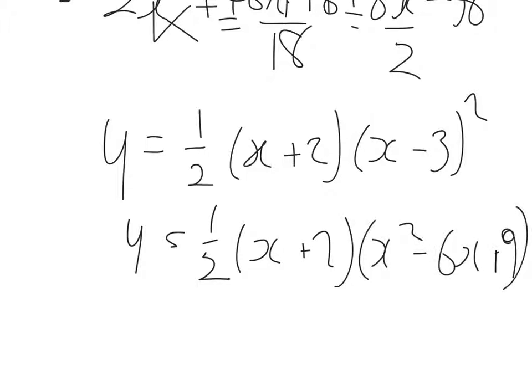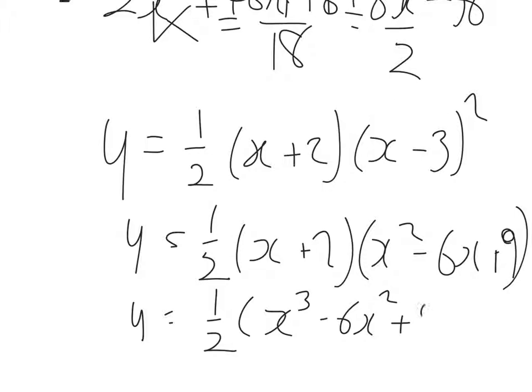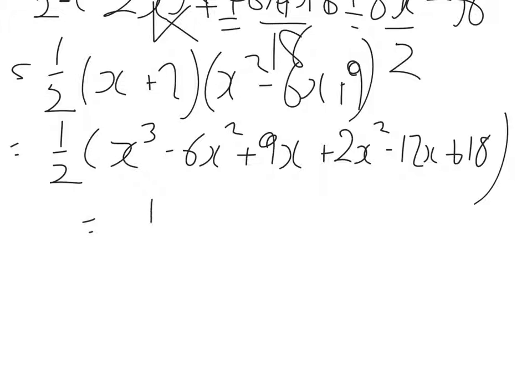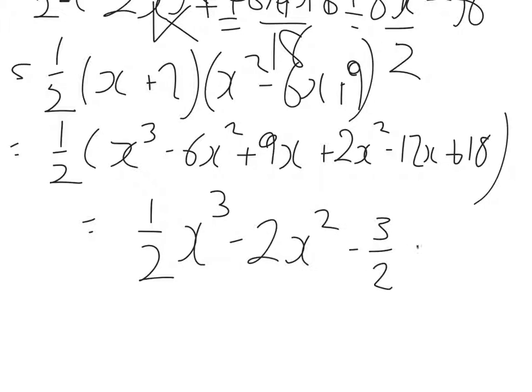And taking your time, that will be 1/2 bracket x cubed minus 6x squared plus 9x plus 2x squared minus 12x plus 18, close the bracket, open that up and collect together terms, will give me 1/2 x cubed minus 2x squared minus 3/2 x plus 9, final answer.